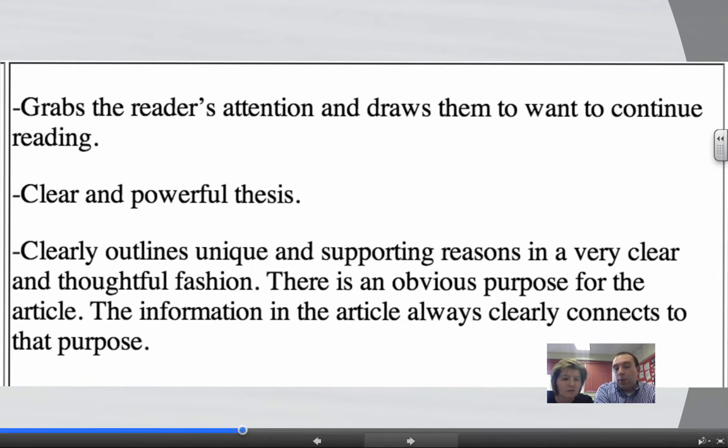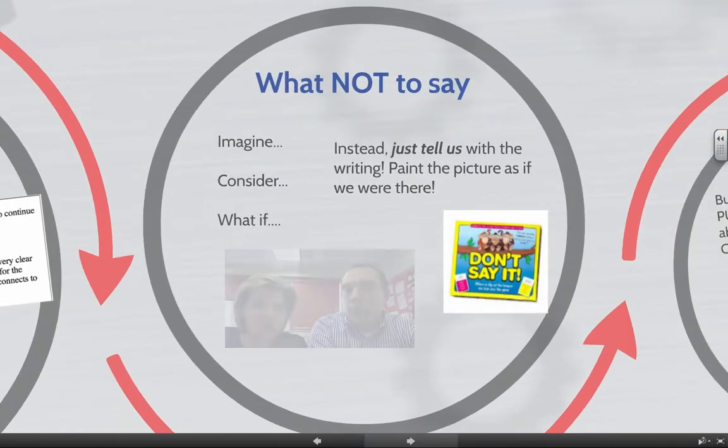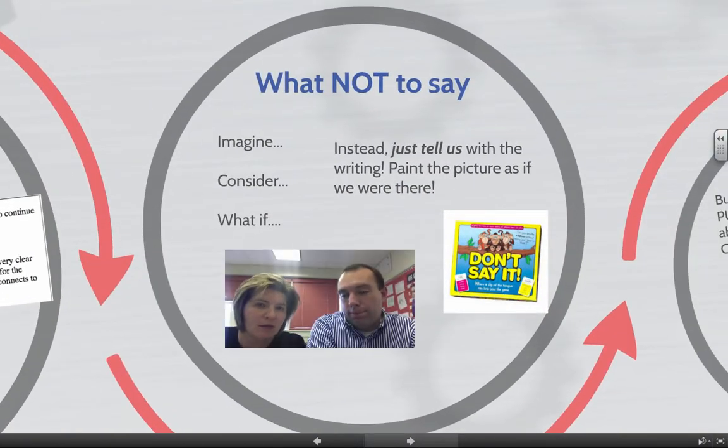So in the mastery, we worked on just being clear and having a thesis. In this case, we're expecting you to take it to the next level. Right. We asked you to grab the reader's attention, but now we really want you to captivate the reader and make them want to read on.